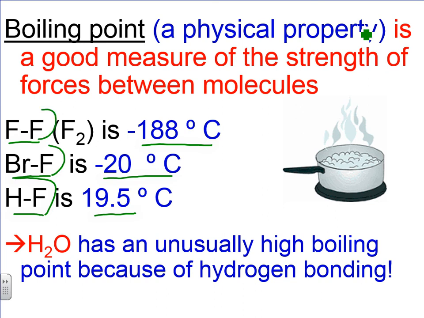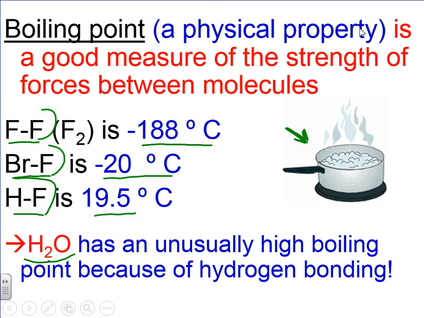And water famously has an unusually high boiling point, and we'll see this in a graph here in a minute. And that's because it has hydrogen bonding, and that's a good thing. We don't want water to boil at a low temperature because water is so important to life and to the processes on the Earth. We don't want it to boil away before that.